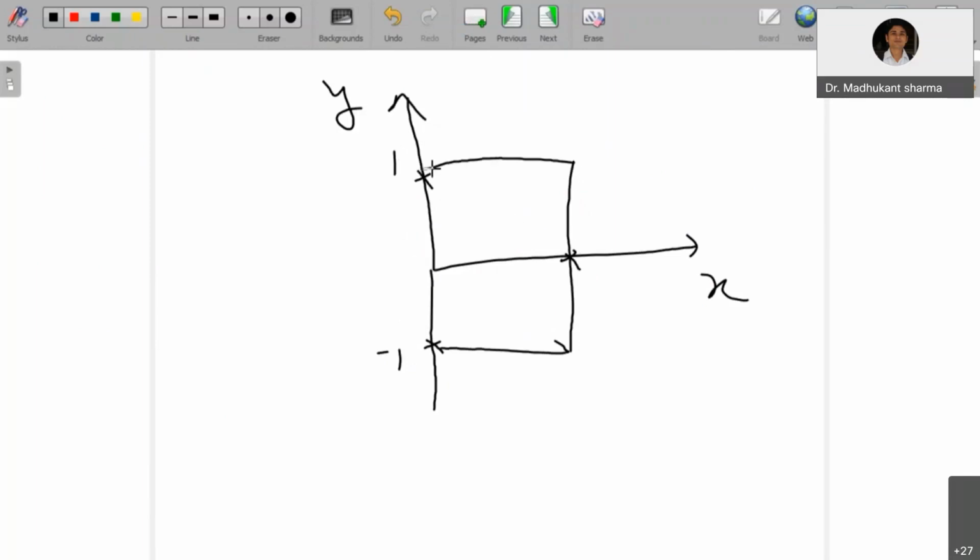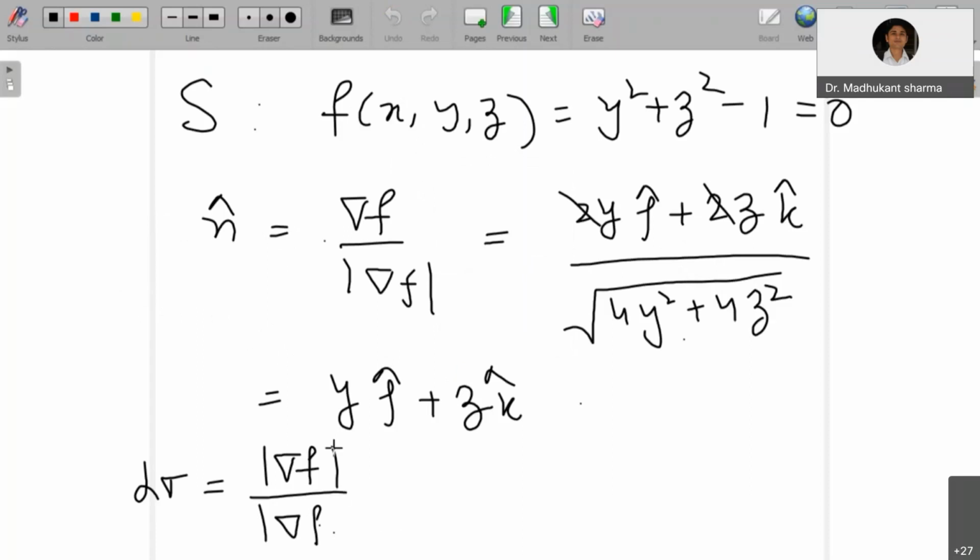Okay, this is the shadow region R. So x lies between 0 ≤ x ≤ 1, and y is −1 ≤ y ≤ 1. Okay, right. Now, what is the unit normal p cap? That is nothing but k in the z direction. So this equals |∇f|, which is the square root of 4y² plus 4z², divided by ∇f · k cap.